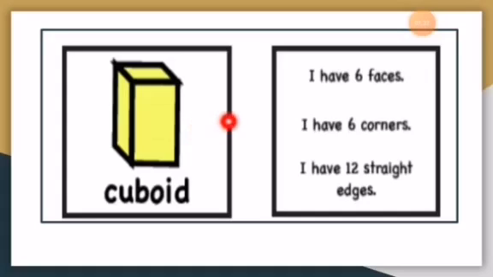Cuboid is a 3D shape. The properties of cuboid are: I have 6 faces, I have 6 corners, I have 12 straight edges. Yes, look at the cuboid carefully. It has 6 faces, 6 corners, 12 straight edges. 2 faces are square and 4 faces are rectangle.